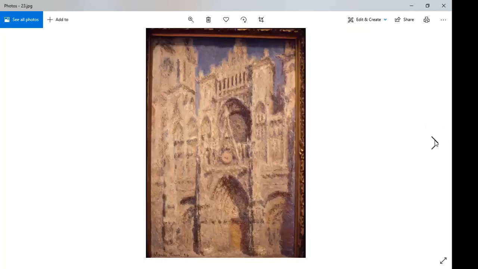Okay, so let's move on to the first must know. I already gave you the title. So what are we looking at here? We're looking at one of the many famous series of paintings of the same scene painted multiple times that Monet is famous for.